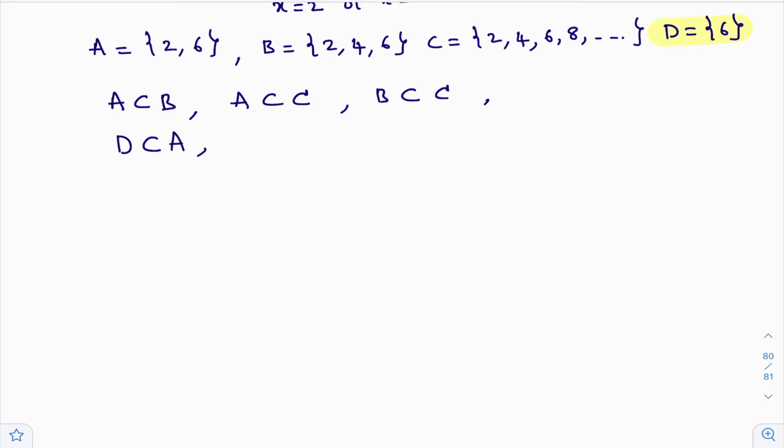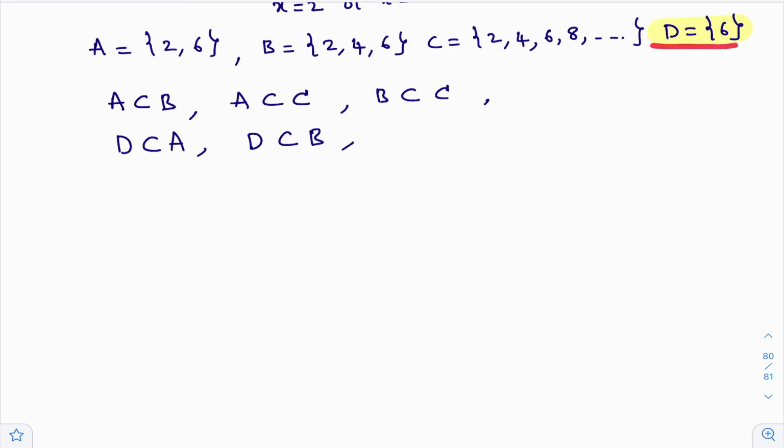Now, is D a subset of B? Yes, in set D only one element is there, 6. All the elements present in D are present in B. So what can I say here? I can say that D is a subset of B.